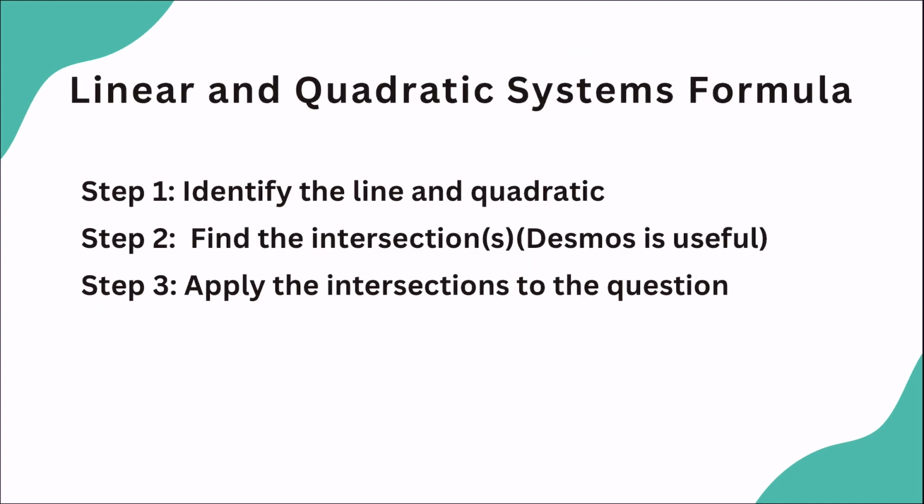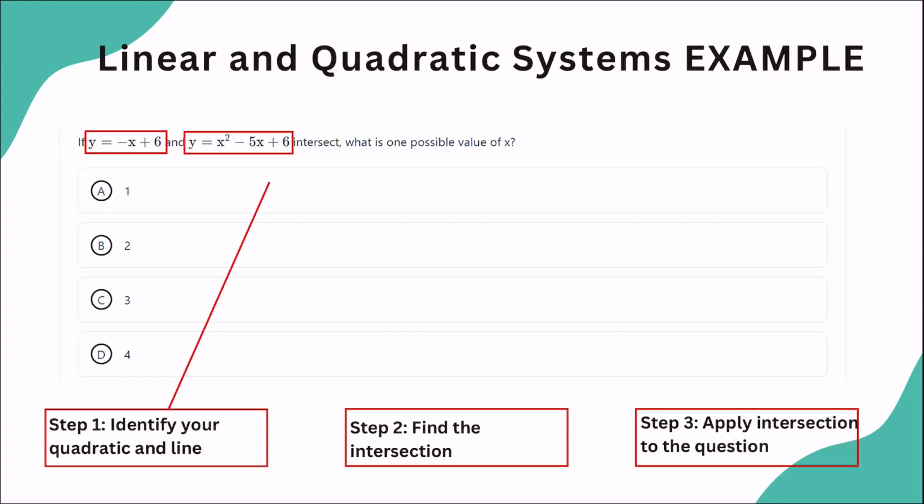So here's the formula we're going to use for these. We're going to identify our line and our quadratic. We're going to find the intersection or intersections, and for this, Desmos is really useful. And step number 3, we're going to apply these intersections to our question. It reads, if y equals negative x plus 6 and y equals x squared minus 5x plus 6 intersect, what is one possible value of x?